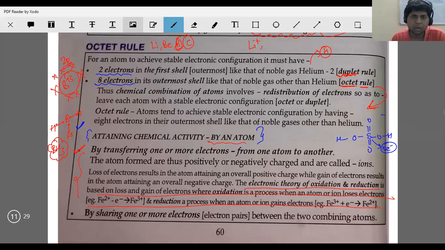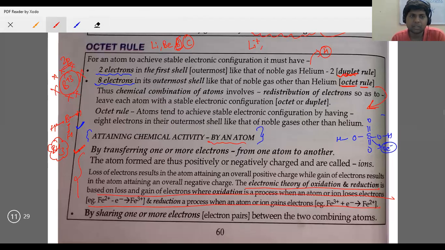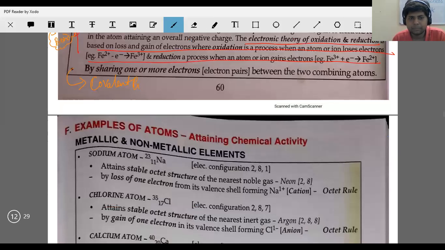The bond that is formed by a transfer of electrons is called an ionic bond, or in other words, electrovalent bond. For the time being, we will call it ionic bond. And another way of doing this is by sharing of electrons between two atoms. The bond that is formed by sharing is called a covalent bond. Is it clear to everyone?